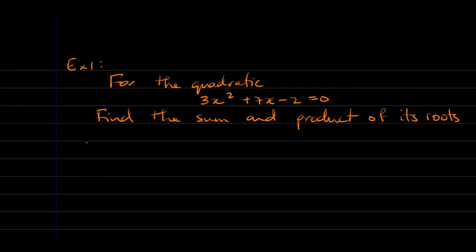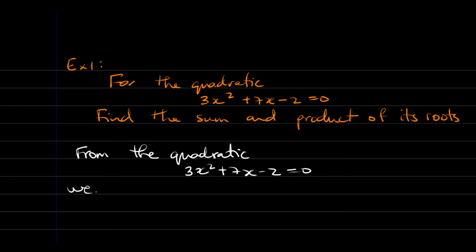So first thing, we're looking at the quadratic. So from the quadratic, which is 3x squared plus 7x minus 2 equals 0, we get that A is equal to 3, B is equal to 7, and C is equal to minus 2.